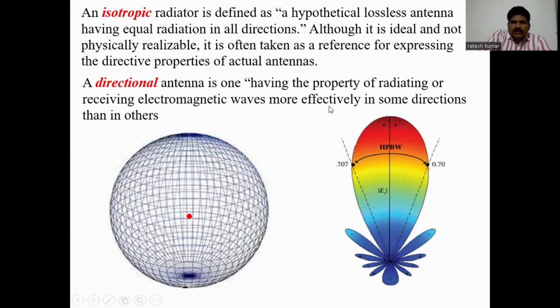isotropic antenna. Let us consider an isotropic antenna which radiates equally in all directions. So this is an isotropic antenna, and in any direction it radiates equally. Now consider that the isotropic antenna is placed at the center of a sphere.